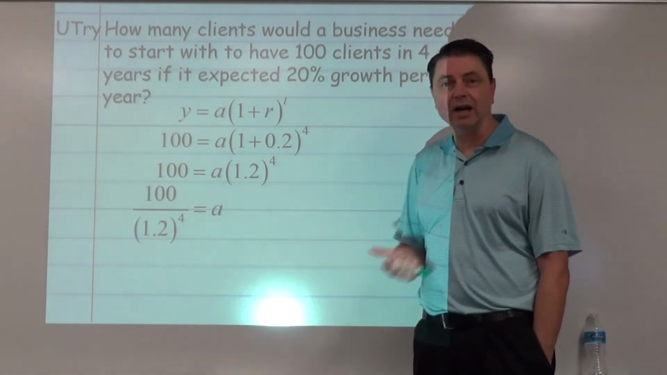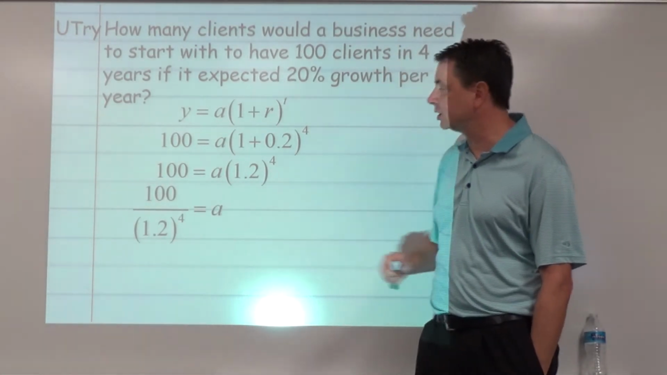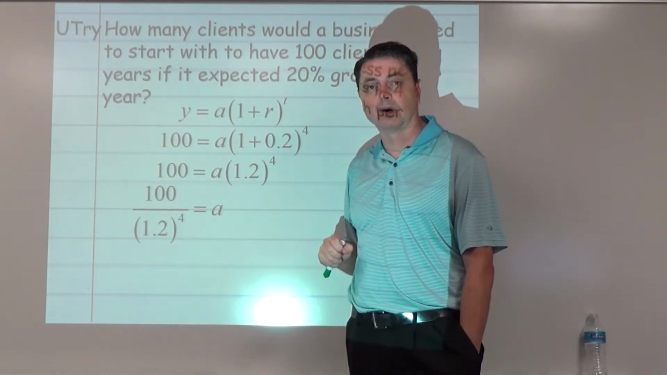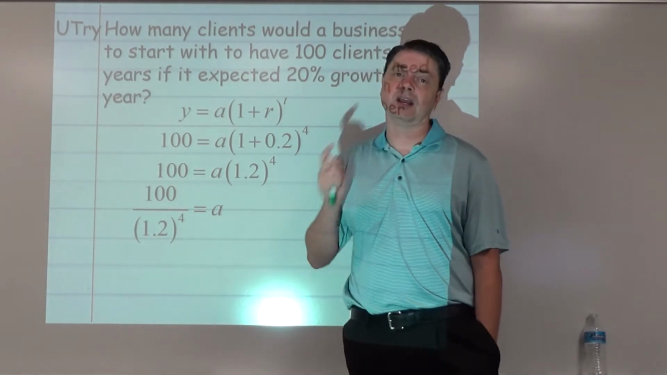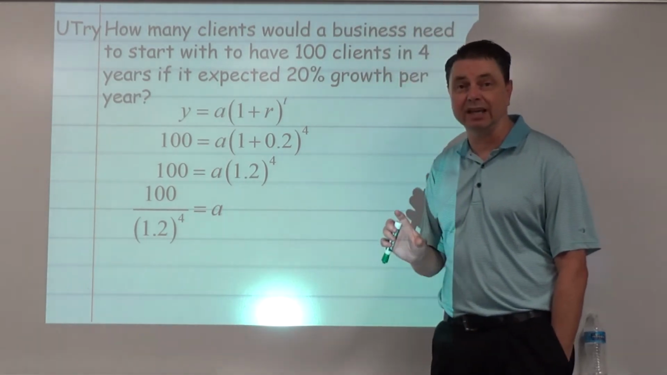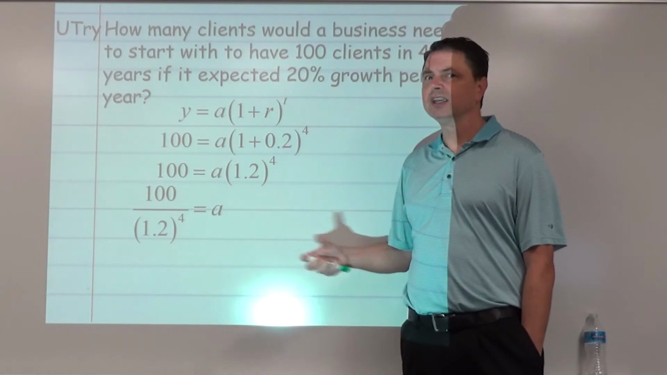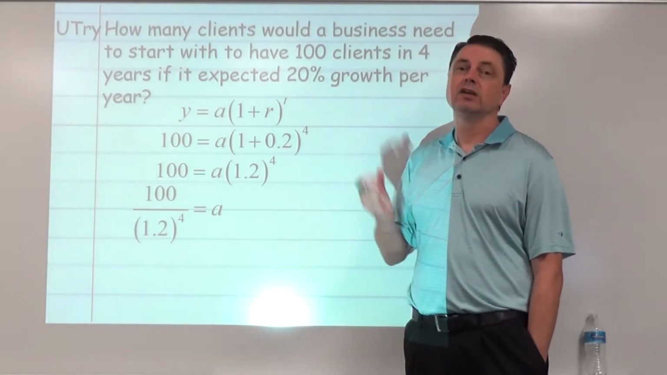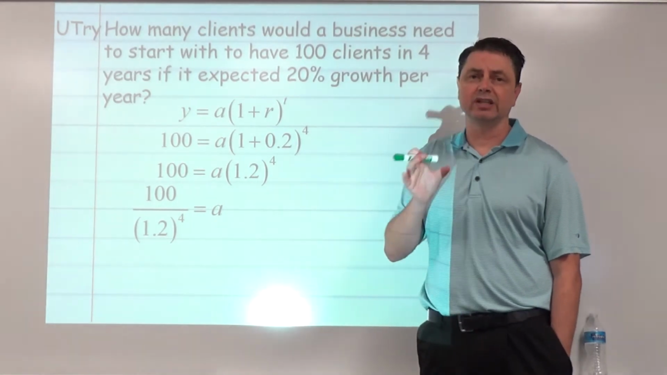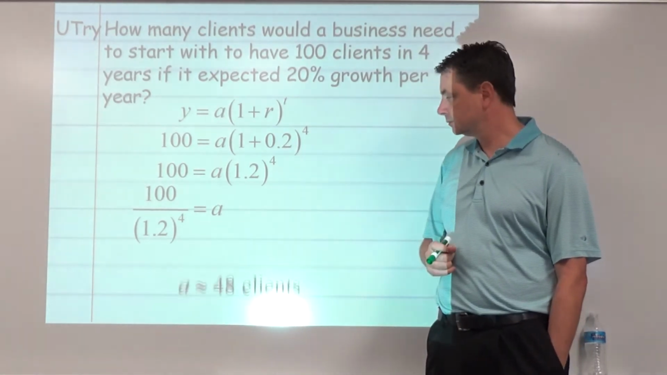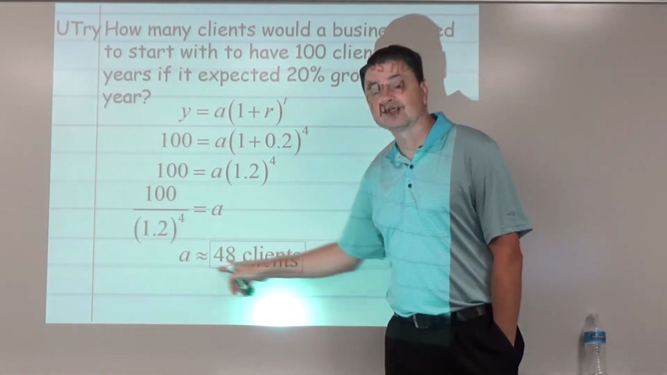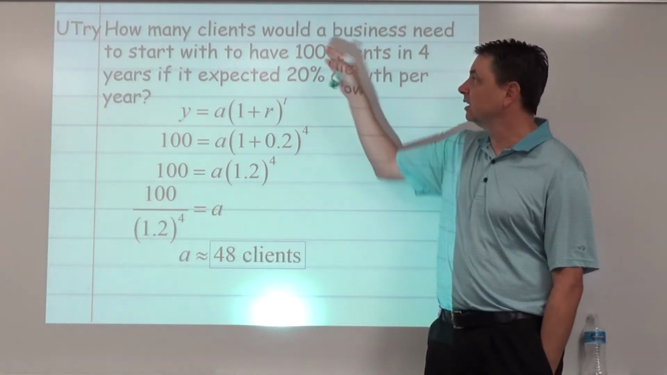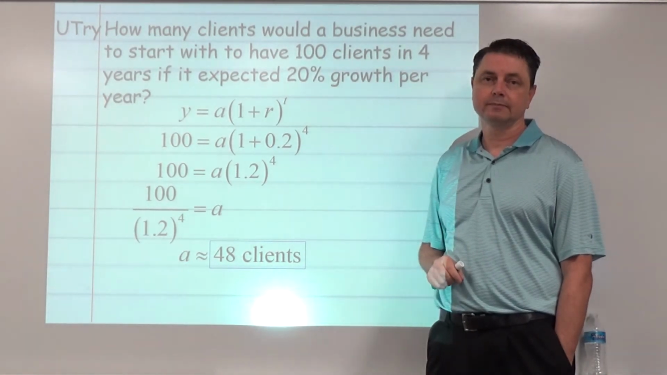So now on your calculator, it's a pretty easy calculation. Just do 100 divided by 1.2 to the 4th power. That's going to give us our A, our starting amount of clients. Again, clients would be people. You really can't have 17.4 people. So in this case, we would definitely round to the nearest person. And you should come out to be, that's about 48. So 48 clients is what we would start with.